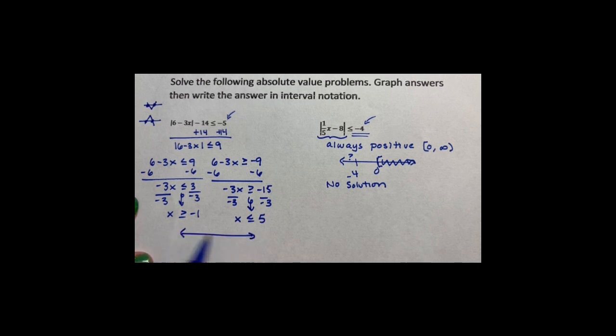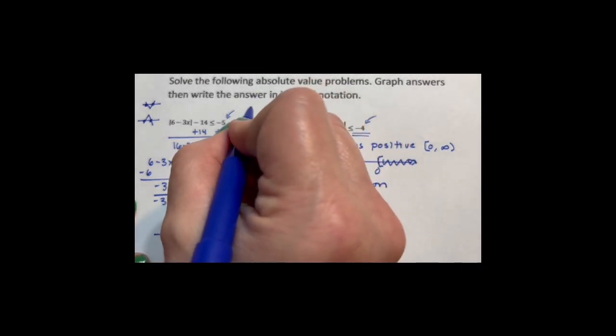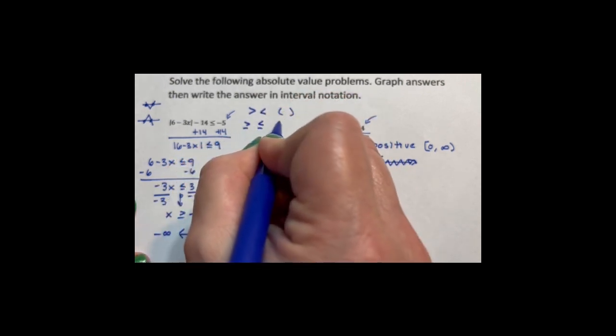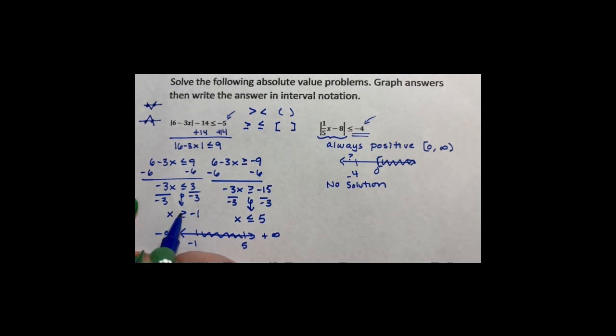Now for our graph, negative infinity, positive infinity, we put the negative 1, we put the 5, x is less than 5, greater than negative 1. If our sign is less than or greater than, we use parentheses. If it's greater than or equal or less than or equal, we use brackets. Because we have the greater than or equal and less than or equal, we're going to use brackets. That way, what is on our graph mirrors what will be on our interval notation. So our answer is going to be bracket negative 1, comma 5.